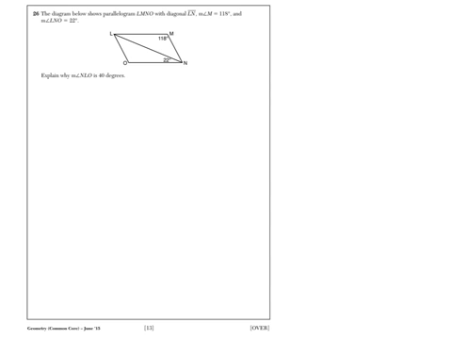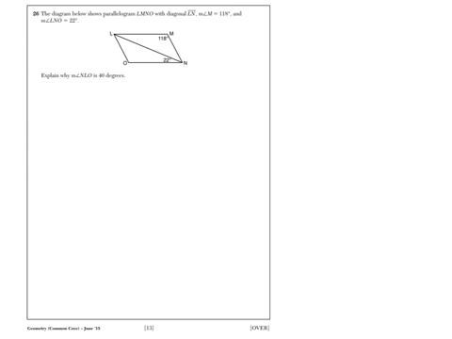Number 26. The diagram below shows parallelogram LMNO with diagonal LN. The measure of angle M is equal to 118 degrees, as you can see in the diagram, and the measure of angle LNO is equal to 22 degrees, as also labeled in the diagram. Explain why the measure of angle NLO is 40 degrees.